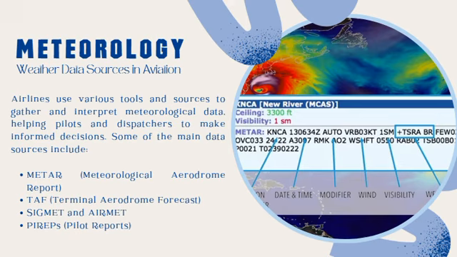SIGMET and AIRMET. SIGMETs, significant meteorological information, and AIRMETs, airmen's meteorological information, provide real-time information on severe weather conditions like turbulence, icing, and storms, which are critical for in-flight safety. The last one is PIREPs, pilot reports. Reports from other pilots about observed weather conditions, which can supplement official data and provide real-time insight into weather en route.